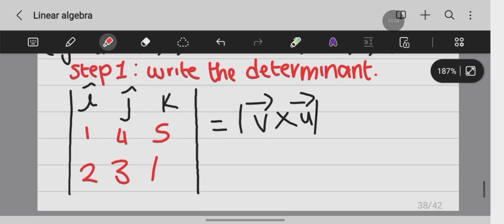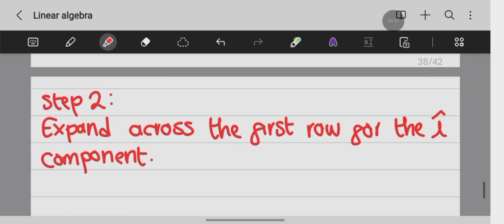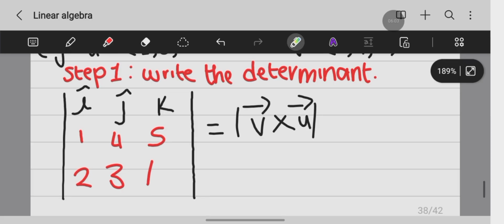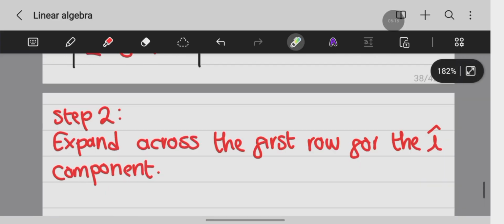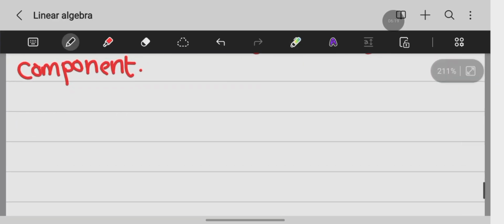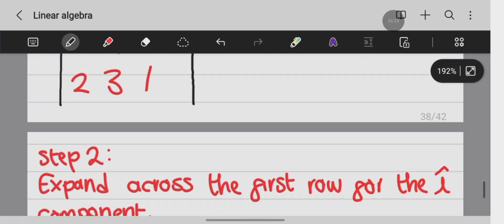That is step 1. Step 2 is to expand across the first row for the i components. So like you would when you're finding determinants, you're going to close off this row where you have the i. Whatever you're left with is your new matrix, and you would basically from there find the determinant. Right? So you would have, in this case, you're left with 4, 5, 3, 1.